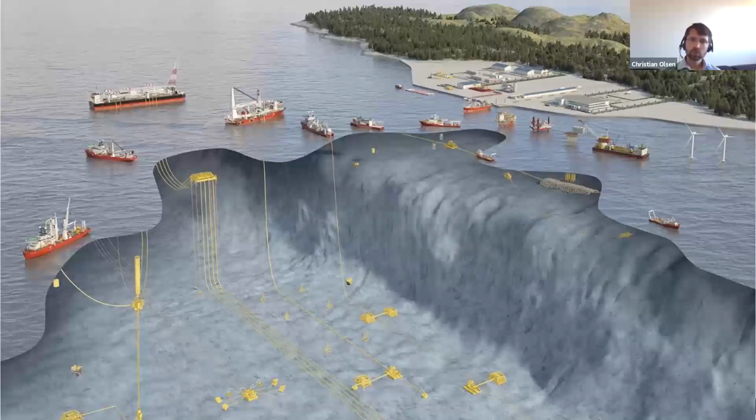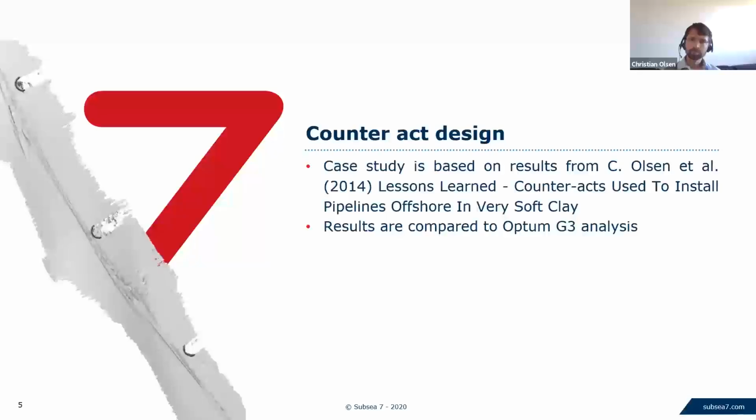And today we'll talk a bit about pipelines, counteracts for pipeline, and towheads and templates. So first of all, counteract design. This is a case study based on a paper that was published in 2014. And we then reanalyze this today and compare to Optum G3. And that's the first case here.